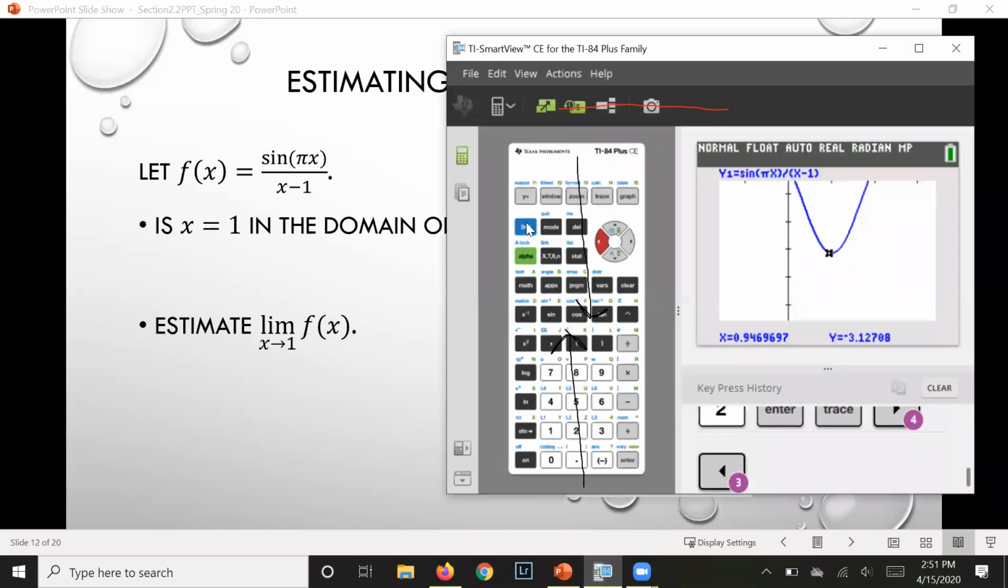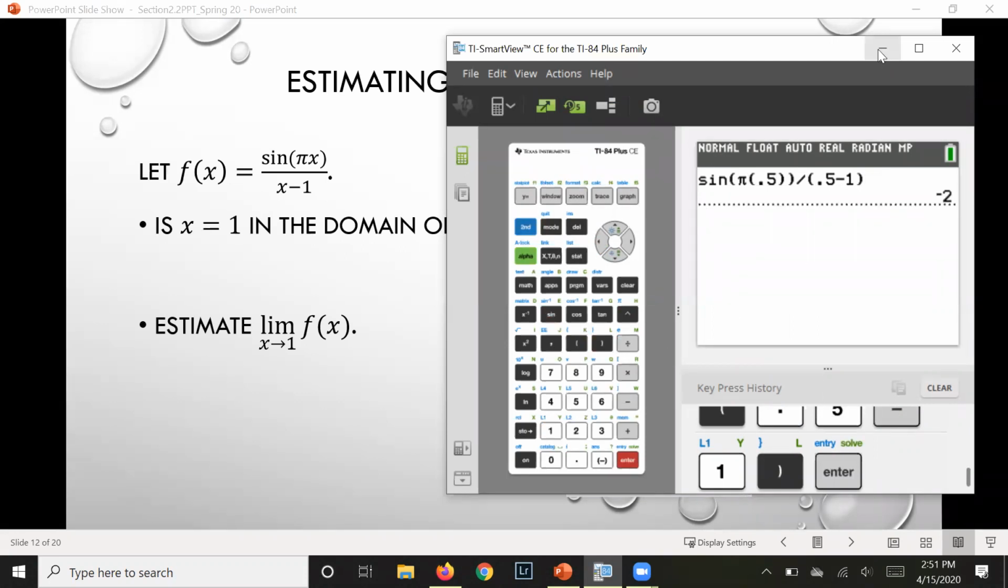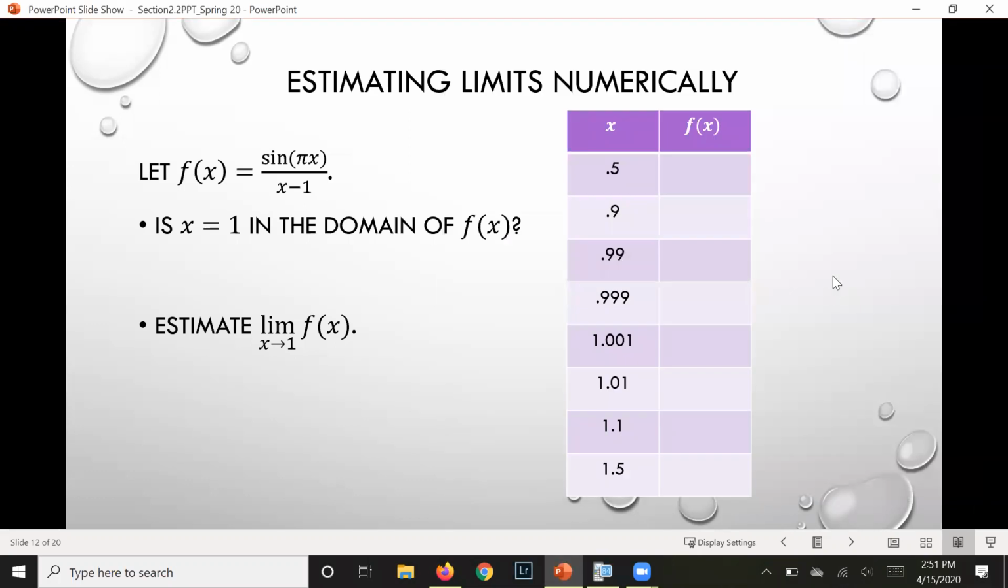I'm going to use 0.5, so I'm going to use my calculator here. Go ahead and clear my drawings out. So I'm going to do sine of pi times the first thing, which is 0.5, divided by, again, very carefully using parentheses, 0.5 minus 1. And when we do that, we end up with an output of negative 2. So in this table, we could say that our output when we input 0.5 is negative 2. All right, and we'll continue on with these other values.